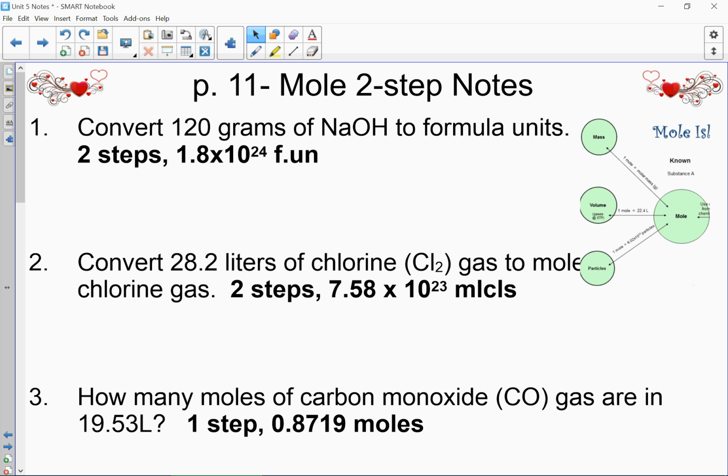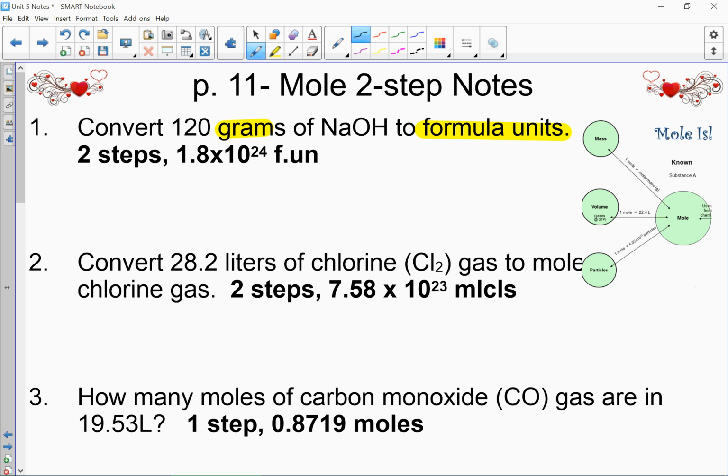First, your job is to decide how many steps your fences are. Is it one step or two step? The way you're going to do that is find the units in the question. This one talks about grams and formula units. Grams lives here, formula units lives down here. That means I need 2 steps. So set yourself up 2 big fences.